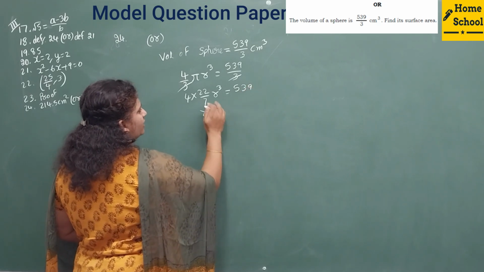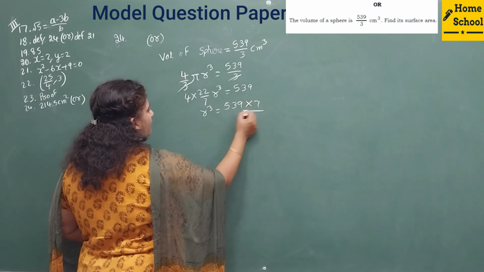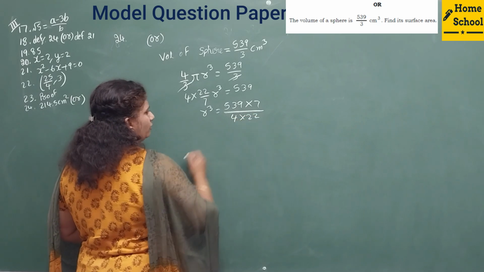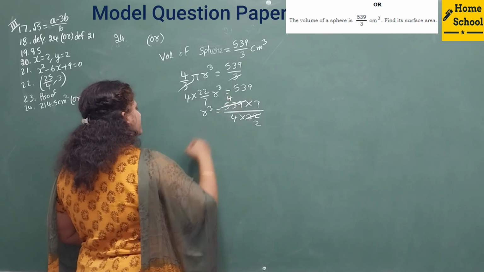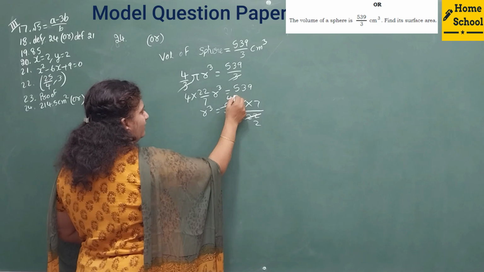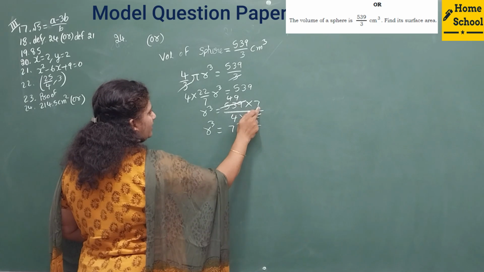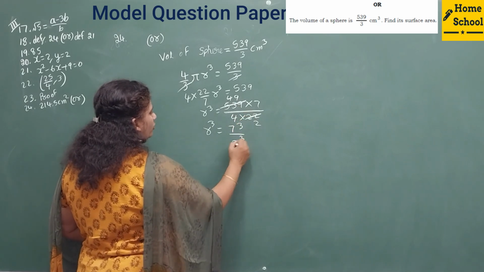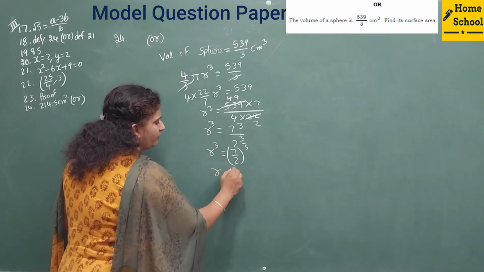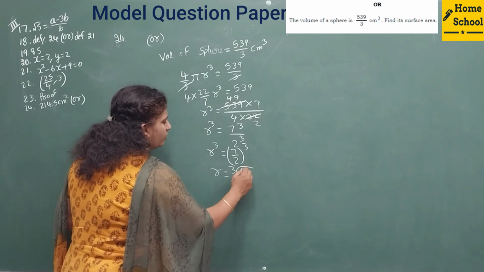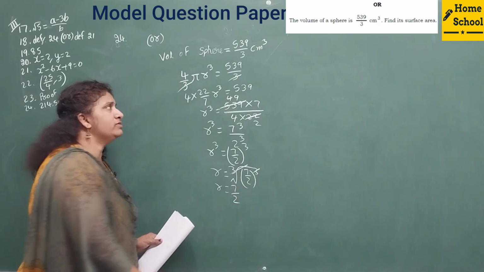R cube is equal to, transpose other side, 539 into 7 by 4 into 22. Now this one, 11 2s are, 11 4s are 44, 9 left, 99, 11 9s are. That means 7 cube you are getting here, and here you are getting 2 cube. That I will write as 7 by 2 whole cube. Remove cube, that means cube root of 7 by 2 whole cube. Cube root cancel. R radius is 7 by 2 centimeter.